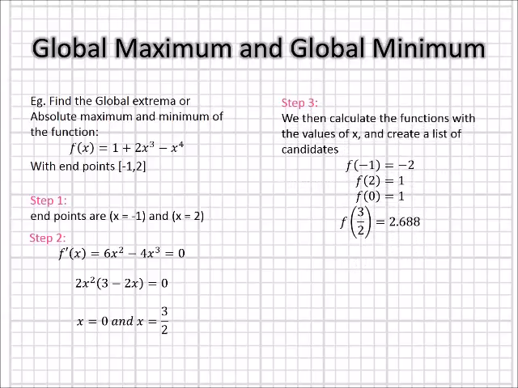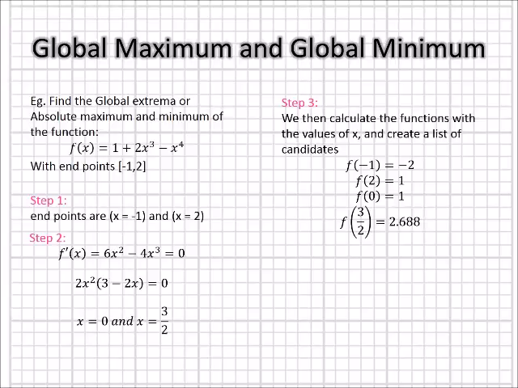We then calculate the function with the values of x and create a list of candidates. So when we substitute -1, we get -2. When we substitute 2, we get 1. Substituting 0, we get 1. And substituting 3 over 2, we get 2.688 to 3 decimal places.